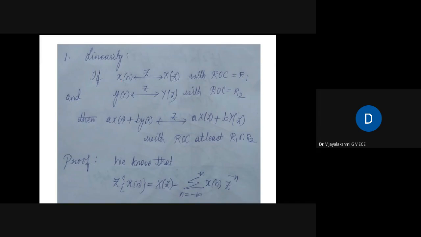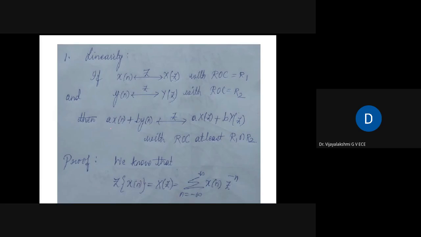So if x of n and X of z form a Z transform pair with ROC equal to R1, so let us say ROC for this sequence is R1, and you have another sequence y of n which forms a Z transform pair with Y of z with ROC equal to R2, then a into x of n plus b into y of n forms a Z transform pair with a into X of z plus b into Y of z with ROC at least R1 intersection R2. That is, R1 is ROC of the first sequence, R2 is ROC of the second sequence.